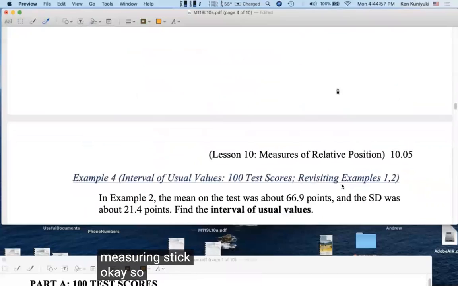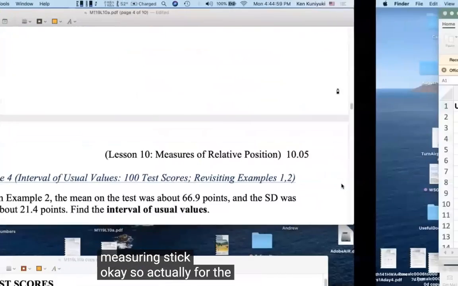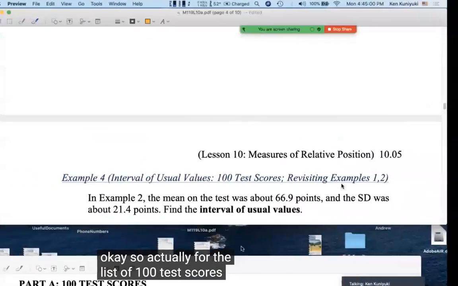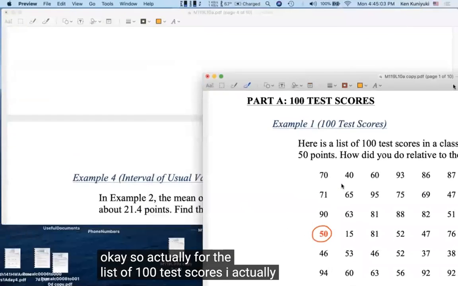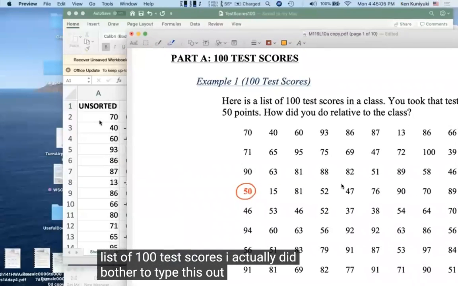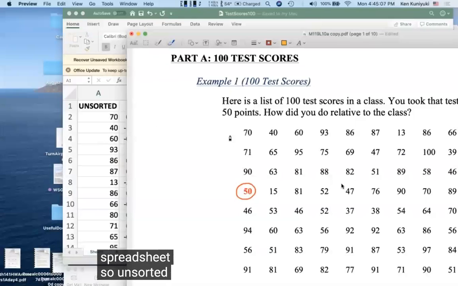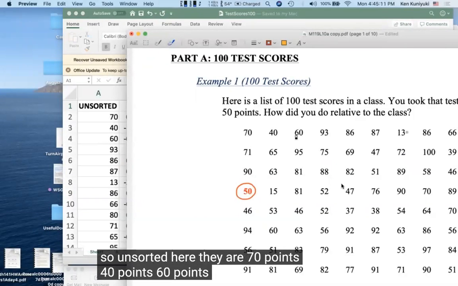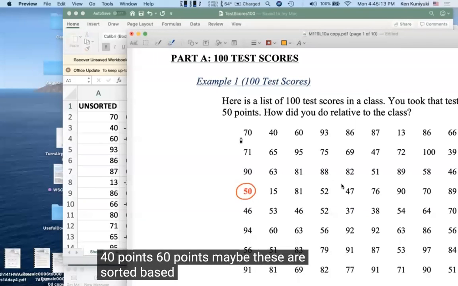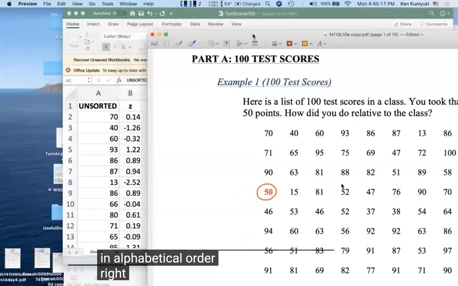Okay, so actually for the list of 100 test scores, I did bother to type this out in my Excel spreadsheet. So unsorted, here they are: 70 points, 40 points, 60 points. Maybe these are sorted based on the students' last names in alphabetical order, right?